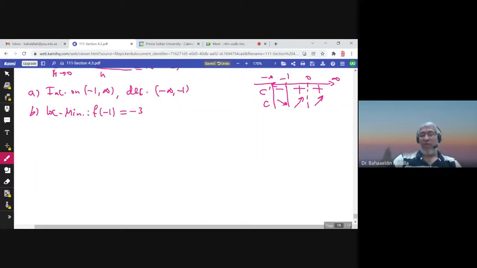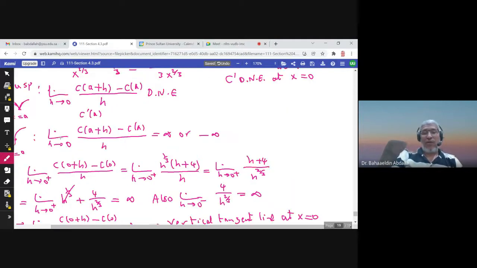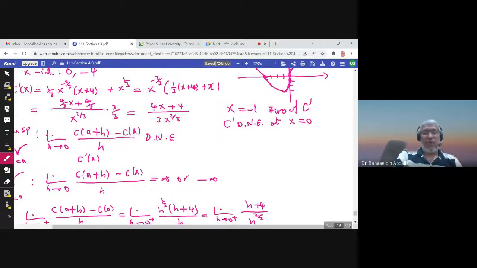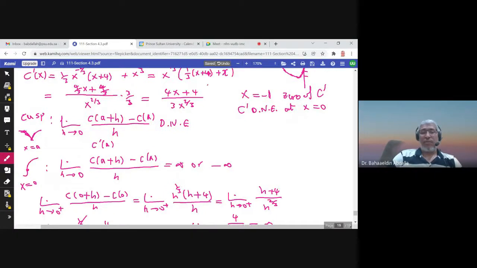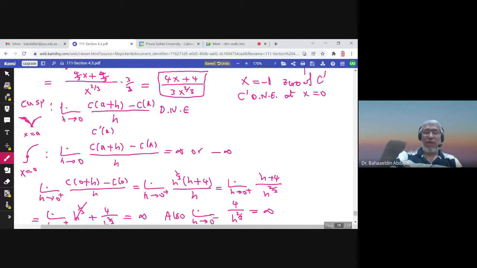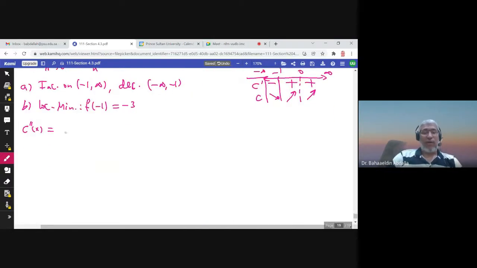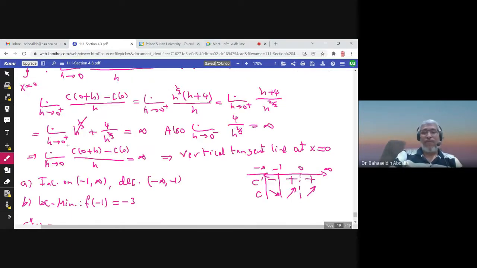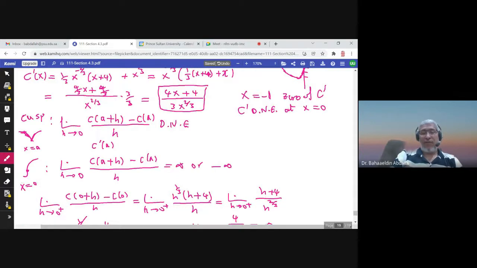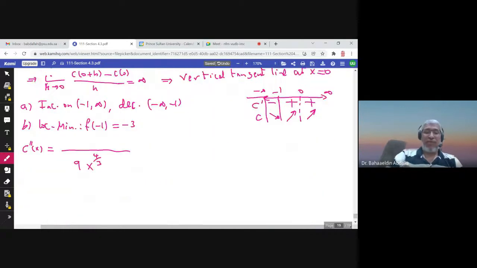What are the concavity regions? So let us find the second derivative, c double prime of x. Well, this is c prime. This is c prime. So c double prime would be, the denominator is 9x to the power 2 over 3 to the power 2, so that's 4 over 3. The derivative of the numerator is 4 times the denominator.